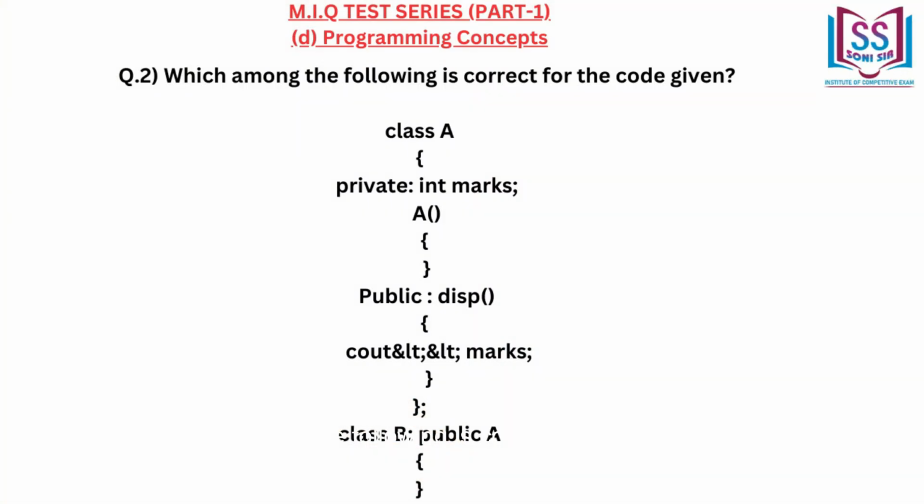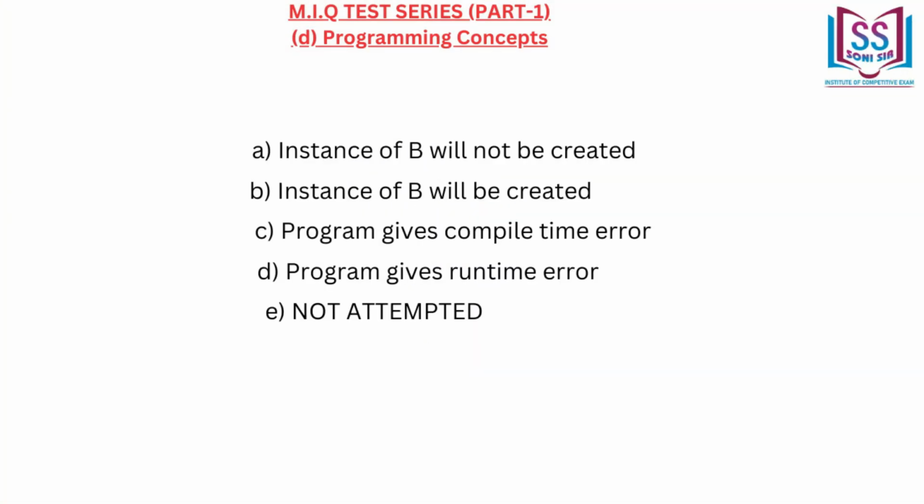Which among the following is correct for the code given? A. Instance of B will not be created. B. Instance of B will be created. C. Program gives compile time error. D. Program gives runtime error.